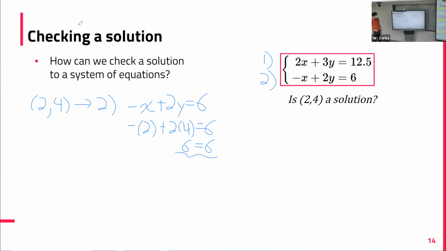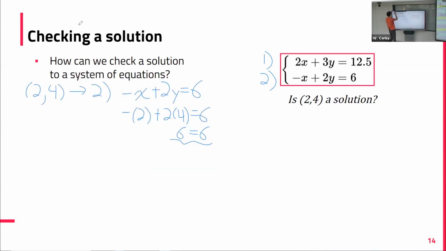How do we interpret that result? We substituted the point into the equation, and what happened was that both sides of the equation were equal. What does that mean? Which means it's true. Yes, it's on that line. So it's on equation 2. It is a solution to that one. So now we just check the other one.